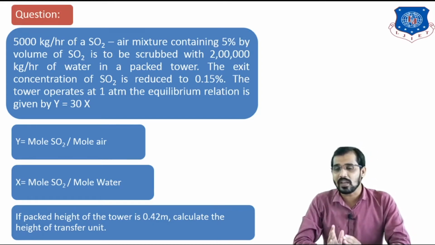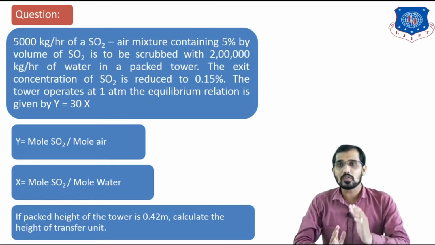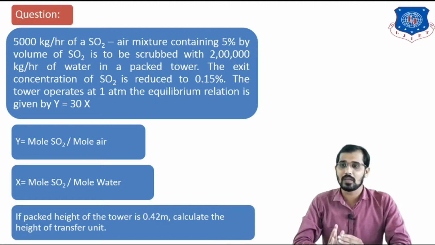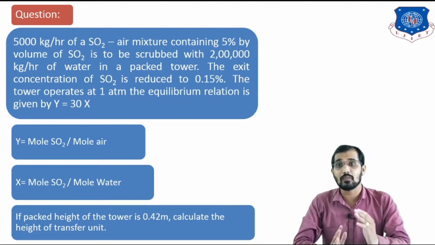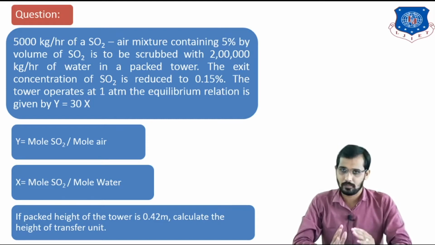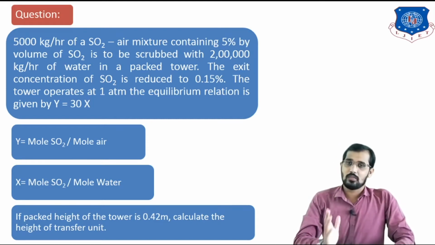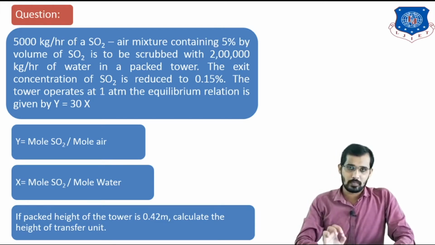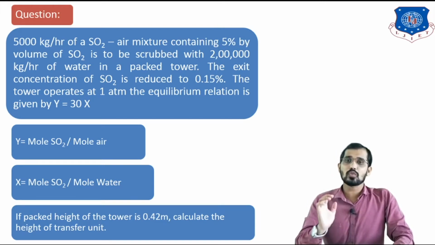Now what is the meaning of Y? This is nothing but moles of the solute in the vapor phase or gaseous phase. After that, what is the meaning of X? X is nothing but moles of the solute in the liquid phase, that is in water. Z is given, that is 0.42 meter, and here we have to calculate HTU. So we will see now how to solve this numerical.